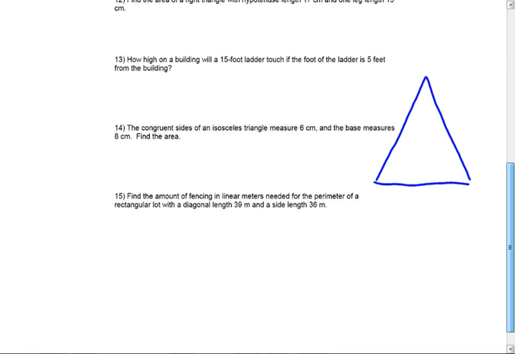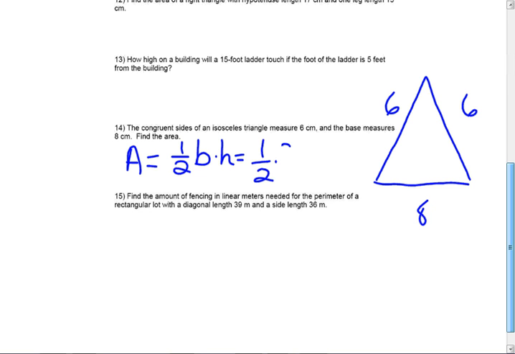Okay. 14 is hard because you have not done congruent triangles, so there's something you don't know. You might guess it's true. This is 6, and this is 8. How do you find the area? What's the formula for the area of a triangle? 1/2 base times height. TJ, how am I going to find the numbers here? What's the base? What's the height? Nope.